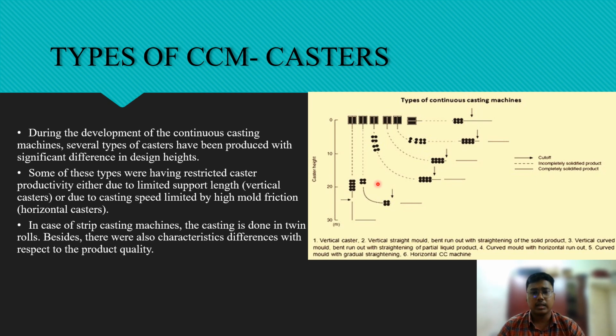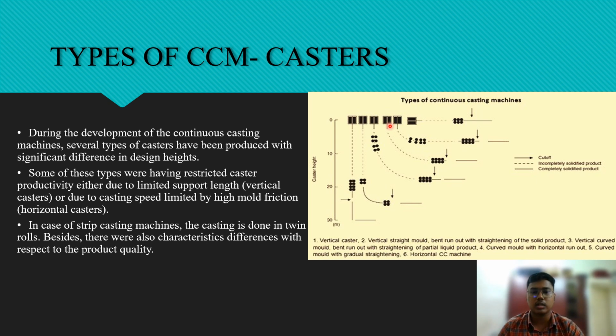The second one, a vertically straight mold, bent runout with straightening of the solid part. Here the incompletely solid part is seen in the vertical direction, where it flows through a bent runout after the straightening of the solid part takes place. Third one is the vertically curved mold, bent runout with straightening of the partially liquid product. Here the incompletely solidified product and the completely solidified product are in a curved path, where the final product is straightened.